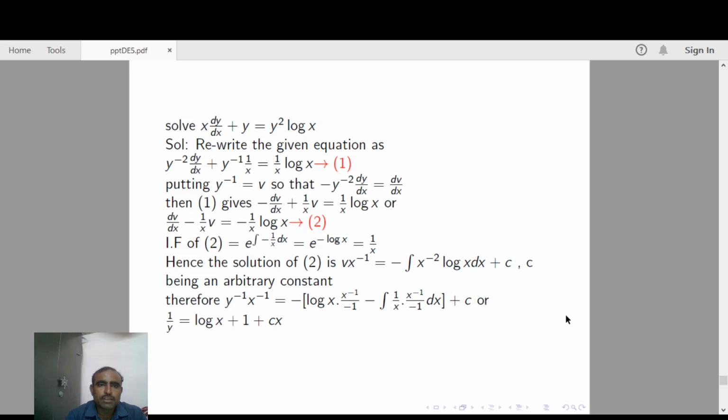So see some example. x dy by dx plus y is equal to y square log x.